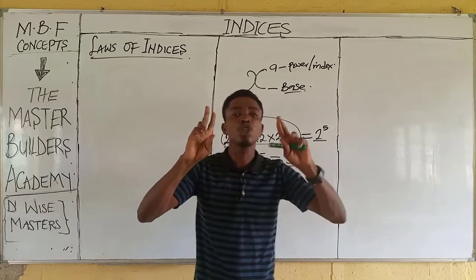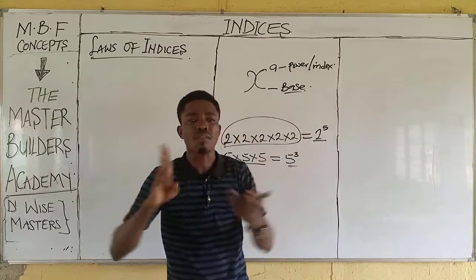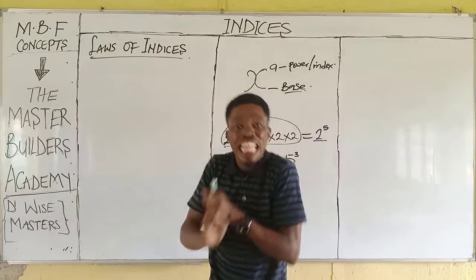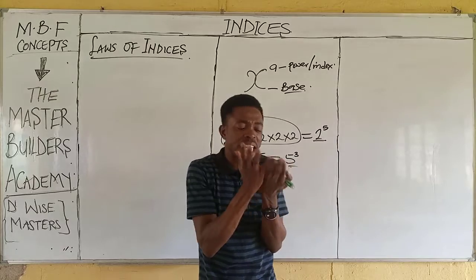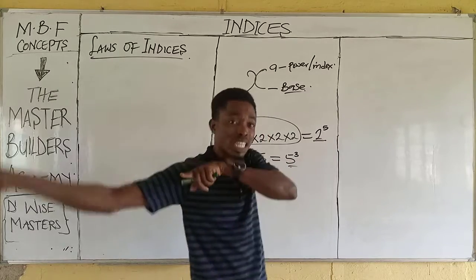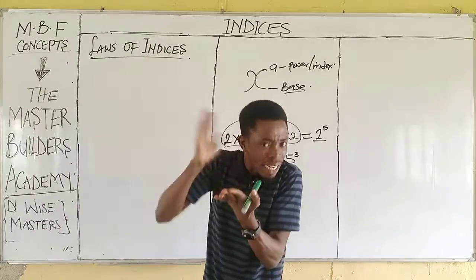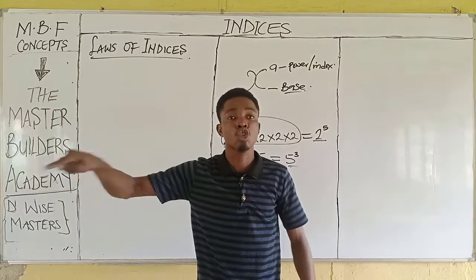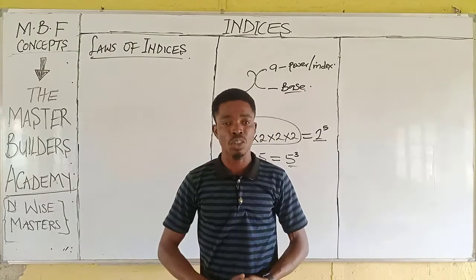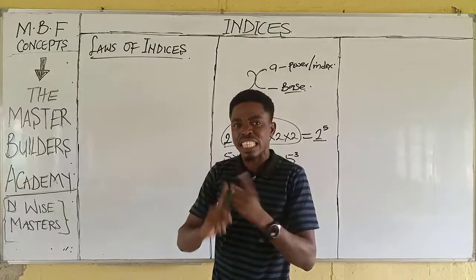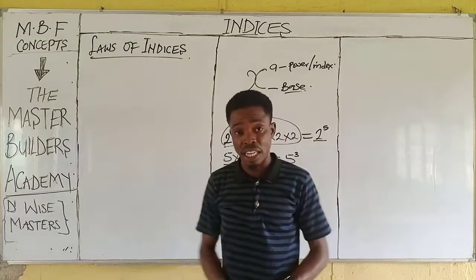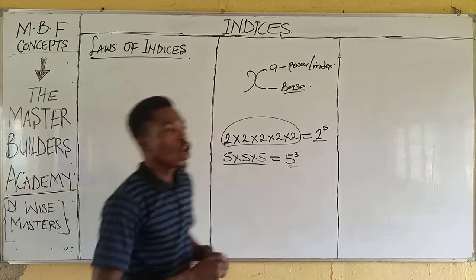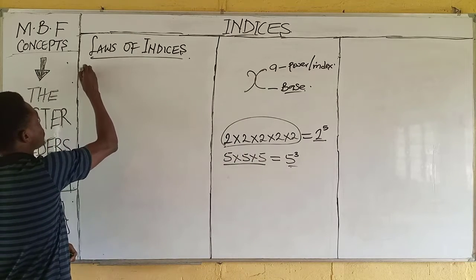So very quickly, I'm going to be showing you the 7 laws of indices by their name, one after the other. So that when you see any indices question, you will be able to trace it to the law that will best solve that particular question. Because every indices question is solved with these laws of indices. So now, let's get started. Law number 1, law 1.